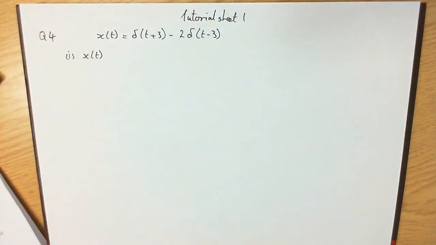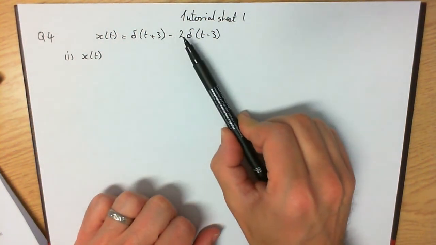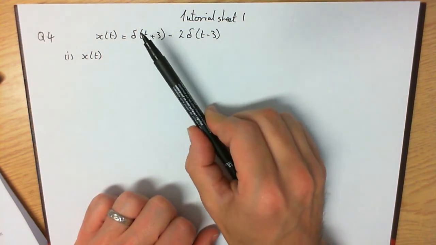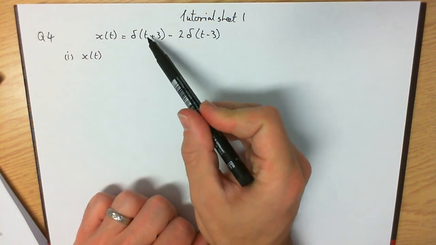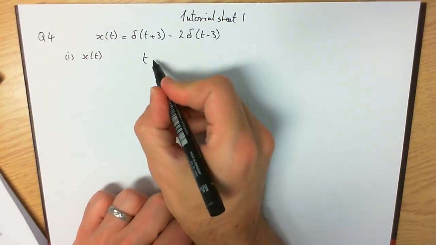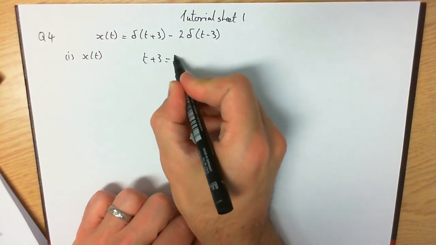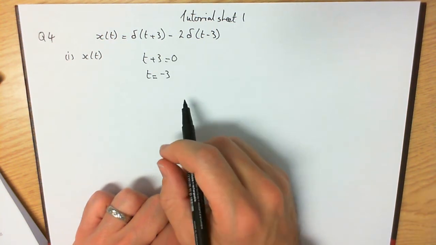simply x of t first of all. So these are just two impulse responses. However, at what time do they occur? Because there are two time shifts. So for this first one, again, we're looking for when the argument is equal to 0. So t plus 3 is equal to 0. That occurs when t is minus 3.